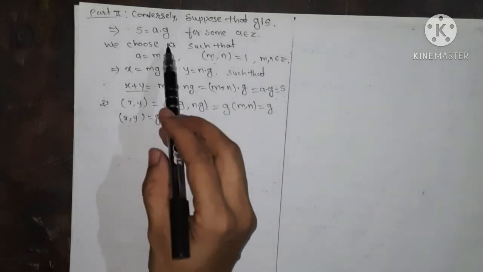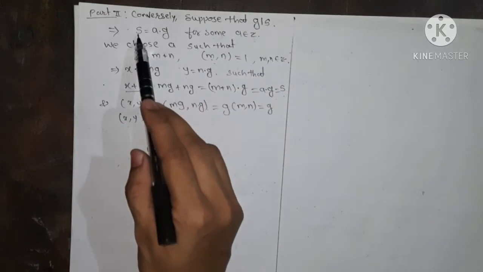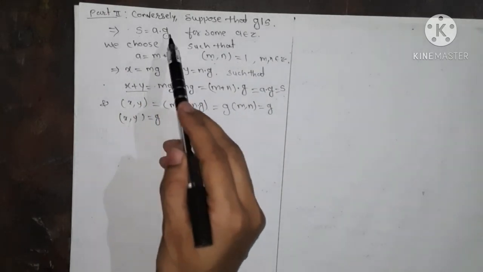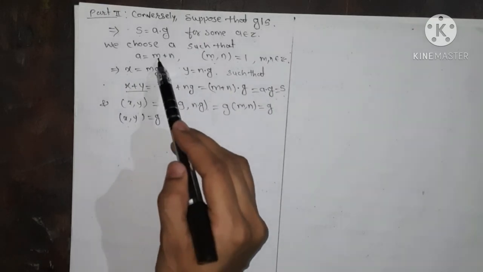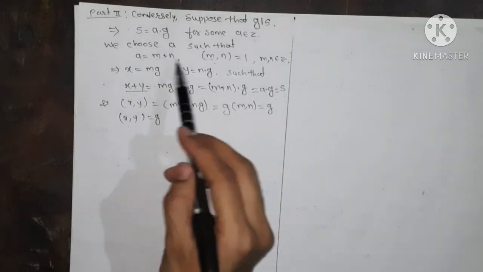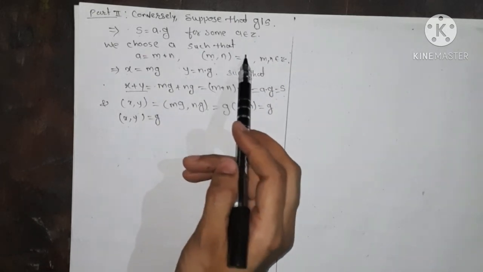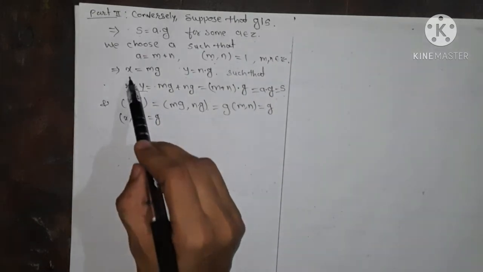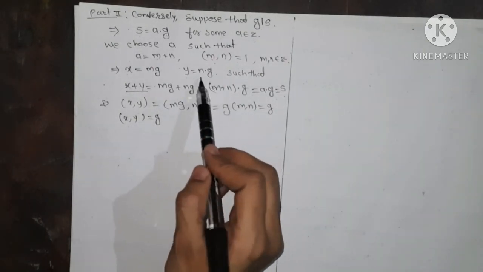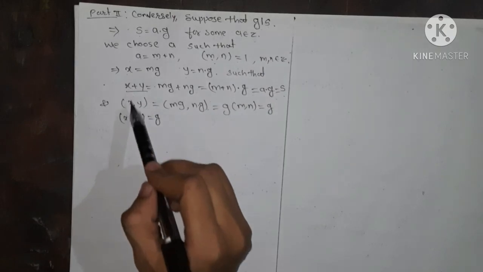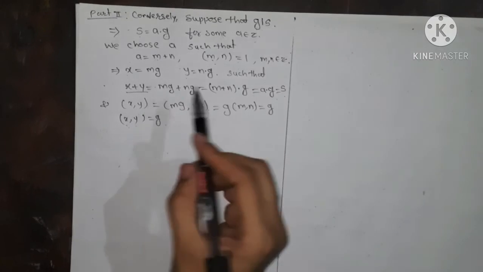So here, from the condition that g divides s, we take s equals a times g by definition, and we choose a as a sum of the integers m and n, such that the GCD of m comma n equals 1. x is written in the form m times g, y is written in the form n times g, and therefore the sum equals s and the GCD equals g. Hence the proof.